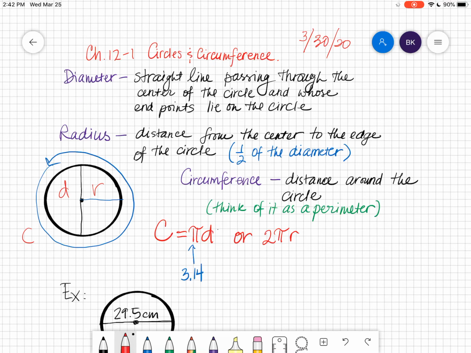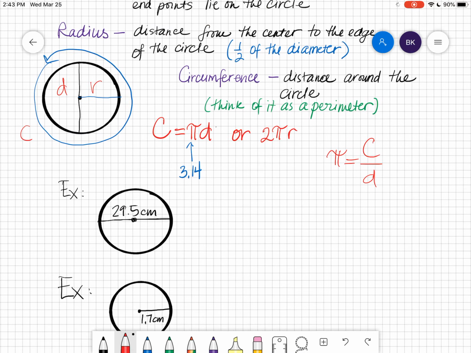Now, how would we find circumference? Circumference is found by multiplying pi, which is a ratio of a circle's circumference to its diameter, times d, the diameter of the circle. Or if the diameter is not given, the formula changes to 2 times radius times pi, or I say 2 pi r, just somehow easier to remember.